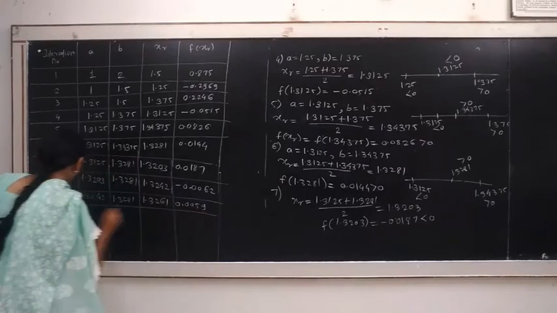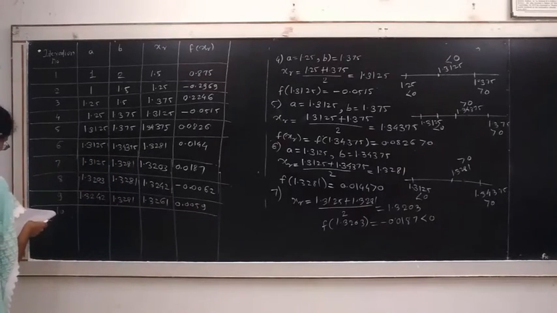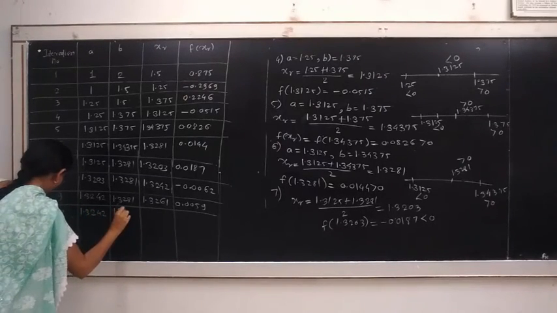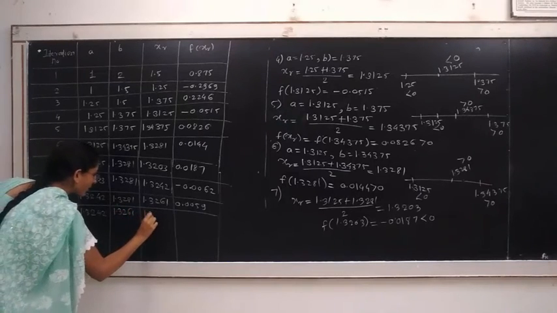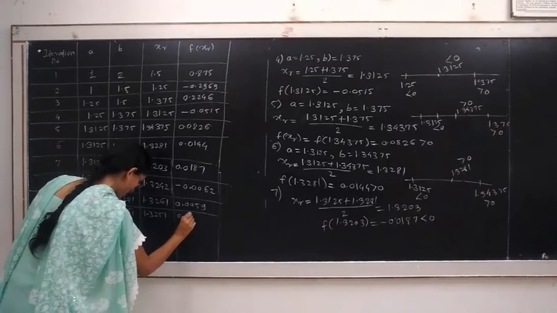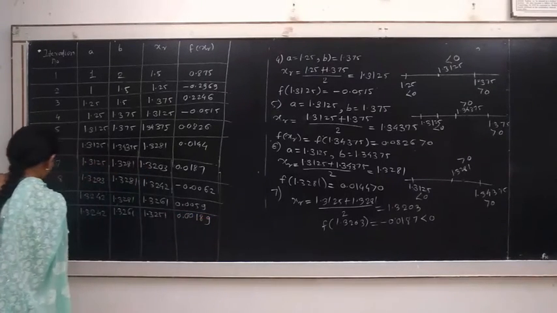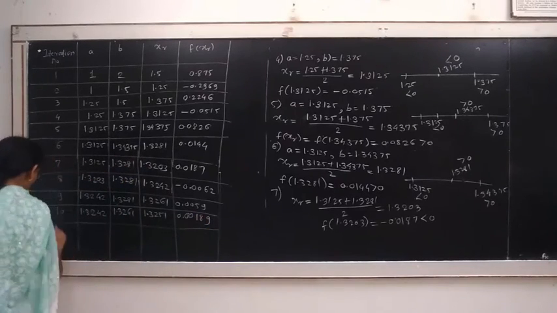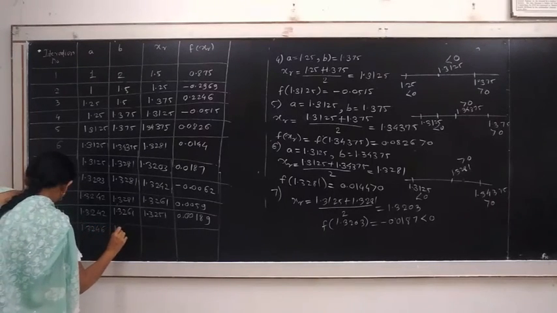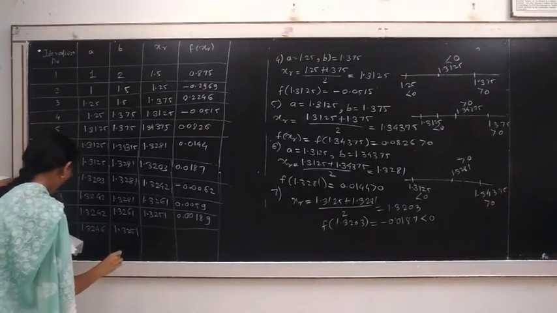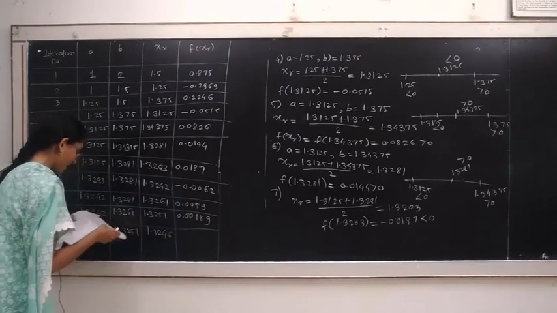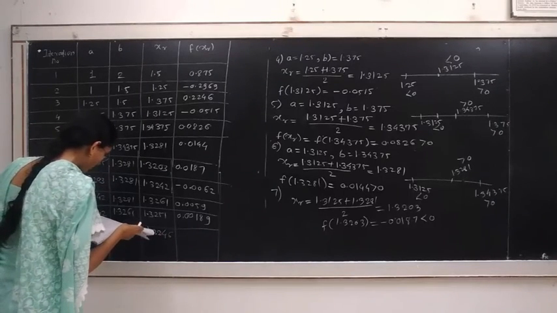In the 10th iteration, the value of A is chosen as 1.3242, B is 1.3261, XR is 1.3251, and f of 1.3251 is 0.00189. In the 11th iteration, A is 1.3246, 1.3251 is the value of B, 1.3246 is the value of XR, and f of 1.3246 is given by 0.0016.